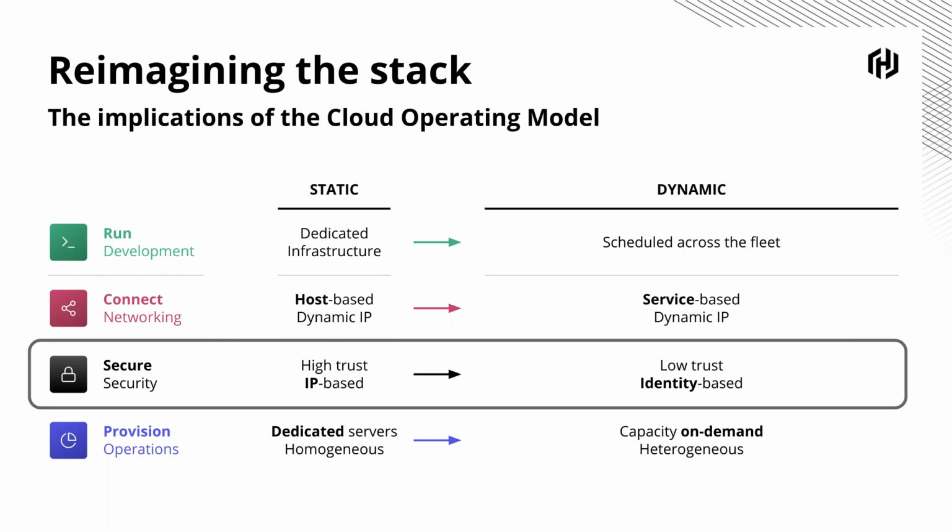Same thing goes for security. We're moving from IP-based to identity-based. Say, for example, you're using IAM on AWS and maybe AD on Azure. How do you sort of cope with that?